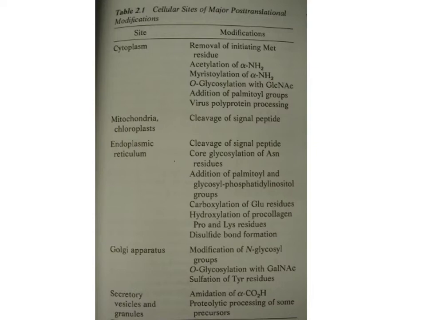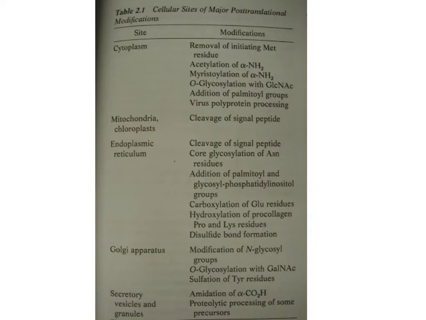Like I said, within the eukaryotic cell, you have cellular sites of major post-translational modifications, starting from the cytoplasm all the way down to these different organelles: mitochondria, endoplasmic reticulum, Golgi apparatus, secretory vesicles, and granules. And depending on what the site is, you have different modifications. So, for example, in the cytoplasm, you have the removal of the initiating methionine, acetylation of the alpha NH2, myristoylation of the alpha NH2, O-glycosylation with GlcNAc, addition of palmitoyl groups, and viral polyprotein processing.